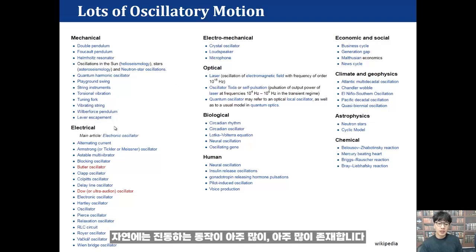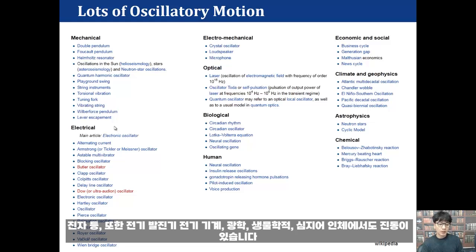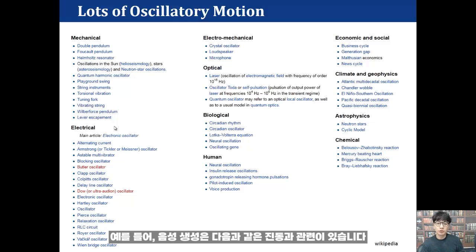There are lots of oscillatory motions in nature. For example, there are mechanical oscillators, we just saw a mechanical oscillator, right? Pendulum and so on. And also there are electrical, electromechanical, optical, and biological oscillators. Even in the human body there are oscillations. For example, voice production is related to the oscillation of the vocal part in the neck, and also there are oscillations in economy and social properties. Climate also shows them, in astrophysics, chemical systems. There are many phenomena in nature that can be described by oscillatory motion.